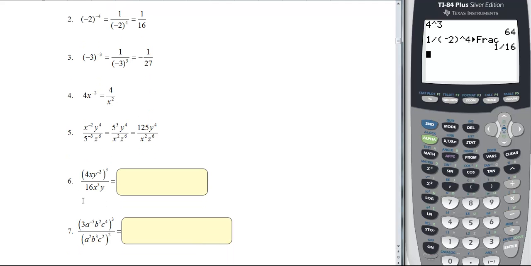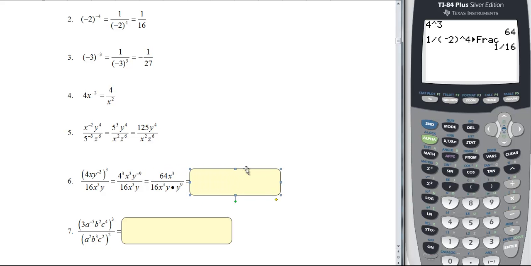Yay, first parentheses. Distribute the 3 into everybody. So I'm going to have 4 to the third, x to the third, y to the negative 9. Next step, get rid of any negative exponents, so this should go down. You could go ahead and find out what 4 to the third is. I believe it's 64. So in the numerator, I'd have 64x to the third over 16x cubed y times y to the ninth.